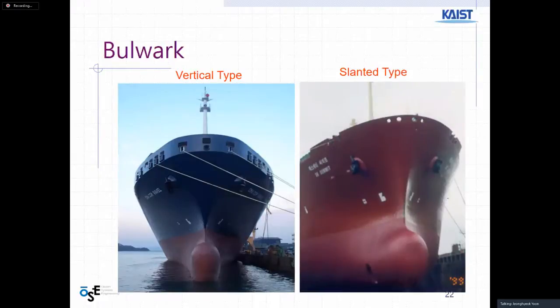Bulwark means the shape at this portion, we call it. But this one is angled and straight up, right? Angled and straight. Vertical type. But the slanted one means this type. This is a rounded shape, straight, and this way. So two different types, and bulbous bow.